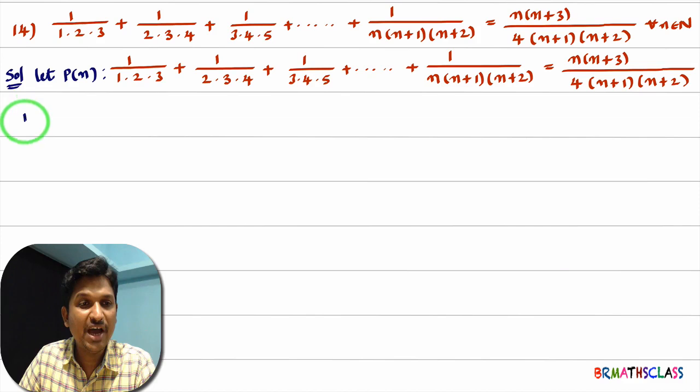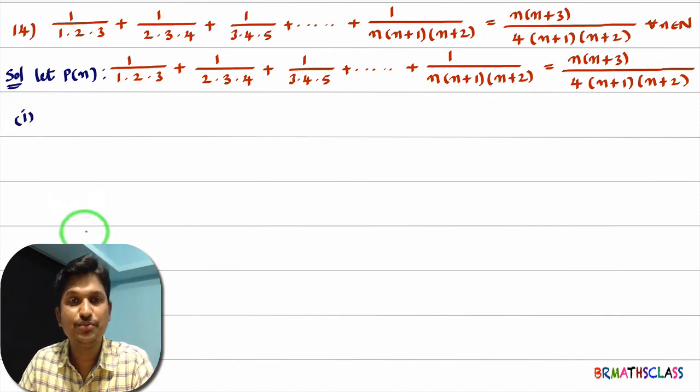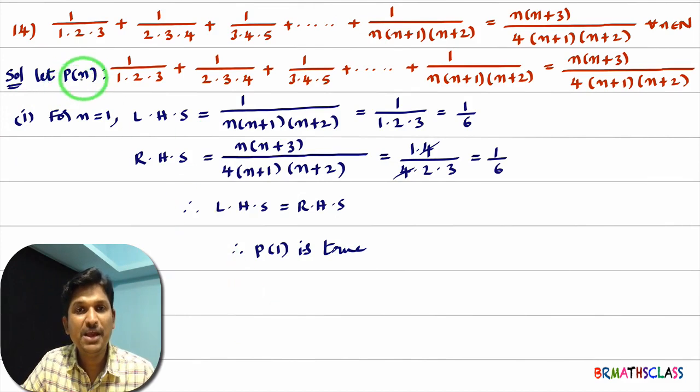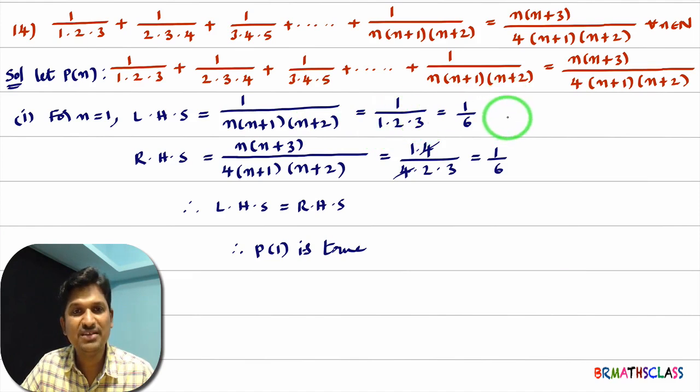First part, I'll prove that P of 1 is true. How do we prove P of 1 is true? In place of n, I'll take 1. In the given statement, on the left hand side, you take the nth term. In this nth term, wherever n is there you write 1. Then what you will get? 1 divided by 1 into 1 plus 1, 2 into 1 plus 2, 3. So that is 1 by 6.